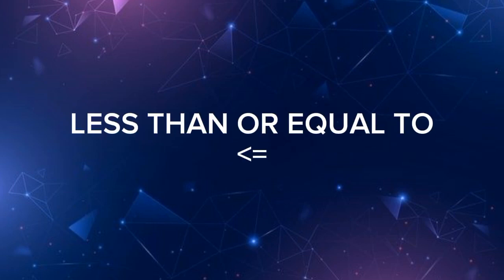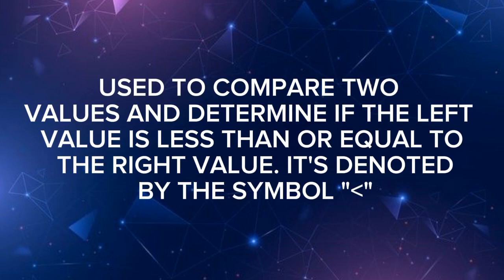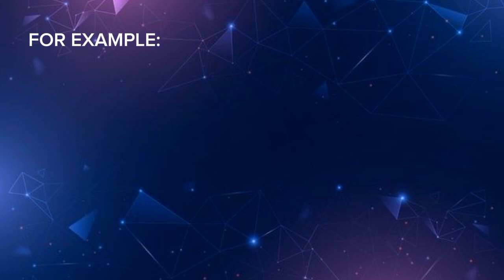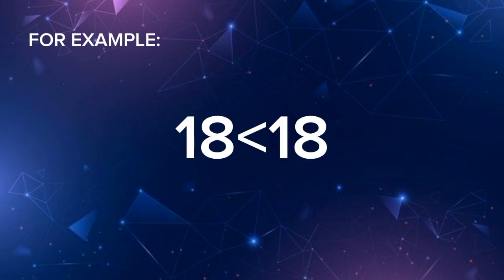The less than or equal to comparison operator is used to compare two values and determine if the left value is less than or equal to the right value. It's denoted by the symbol <=. For example, if we have 18 <= 18, it means 18 is less than or equal to 18, which is true.